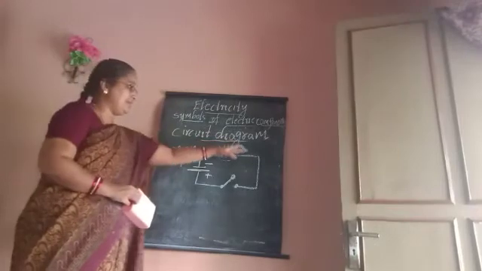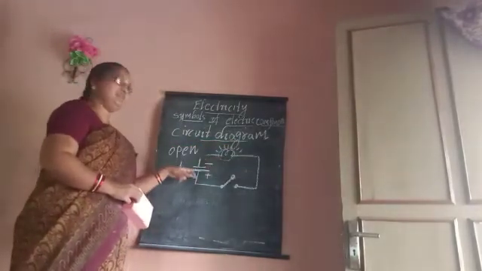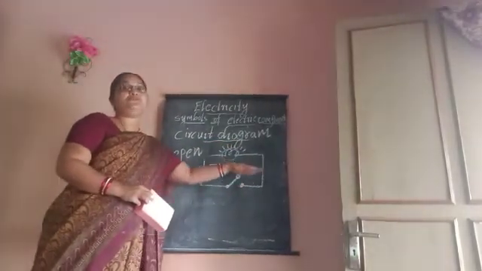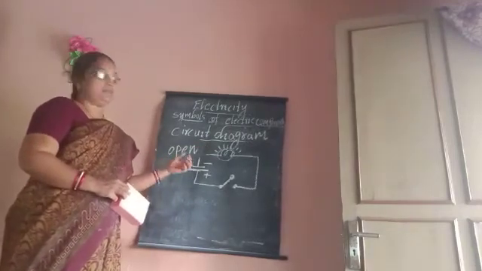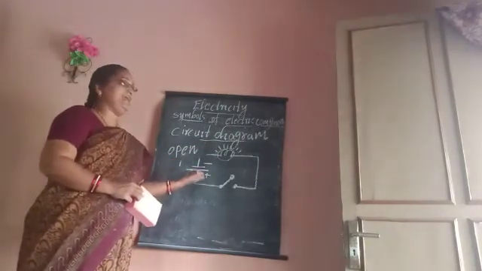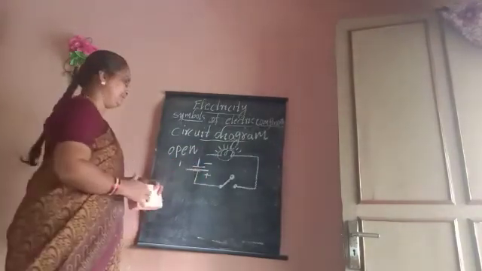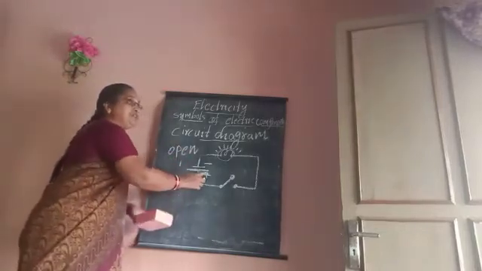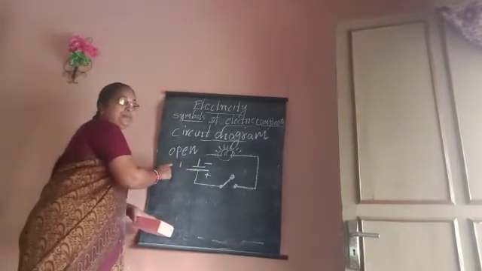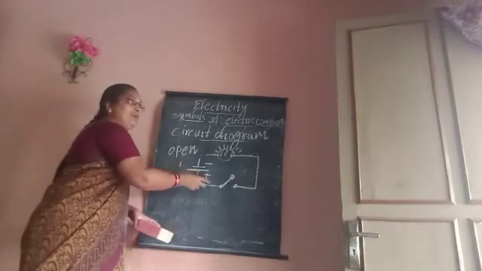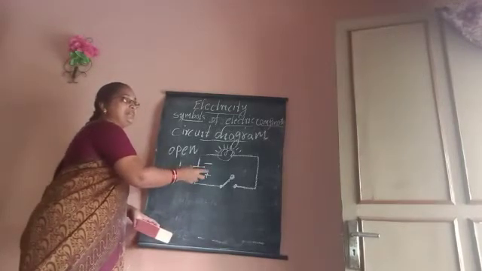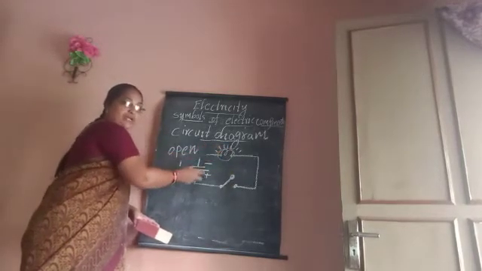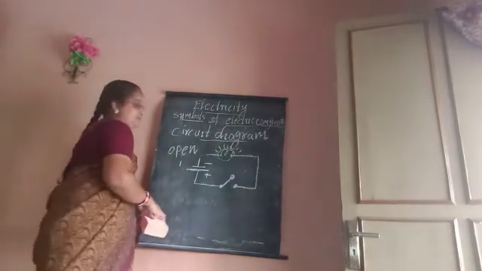Or if there are any gaps in the wires also, electricity will not flow through that circuit. There must not be any gaps in the wires. If the switch is open, it is said to be an open circuit. In an open circuit, electrical energy cannot flow through that circuit.